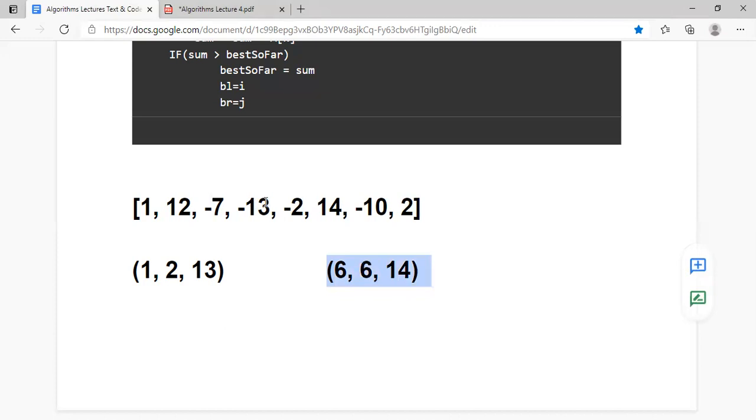I can't, because there's this big minus 13 here now, and I can't just include this and also this stuff and hope for something better. So in this case, this S2 is actually the best answer. It can happen that one of the two answers, the greater one, is the best answer overall, but it can also happen that we have a better crossing array.